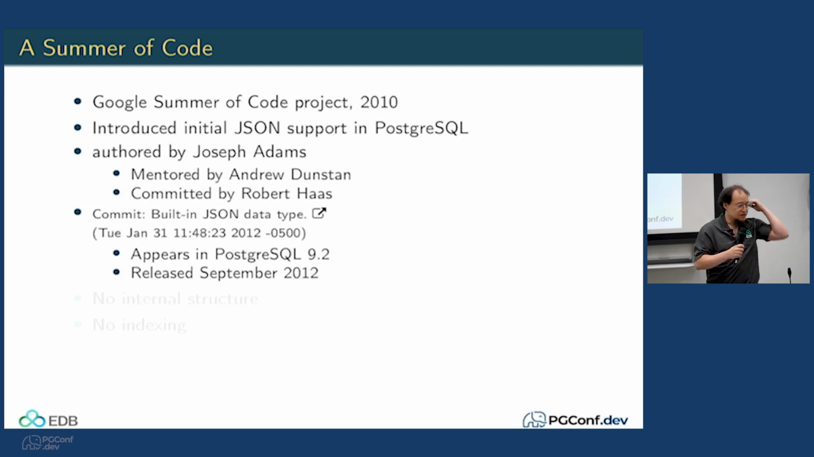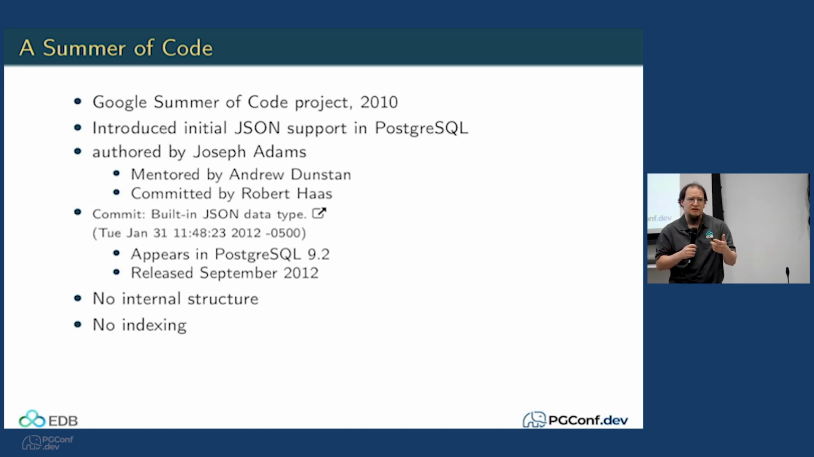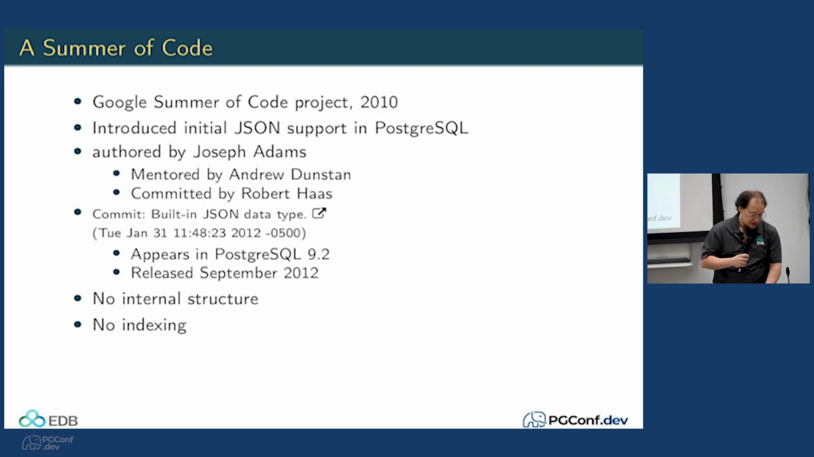So this was written by Adams, committed eventually by Robert Haas in 2012. It appeared in Postgres 9.2 very, very early on. And the thing about this data type is that it had no internal structure. We were just storing the text. We were just parsing that the JSON was structurally correct and then storing exactly what it came in into the database. So it wasn't possible to do indexing either.